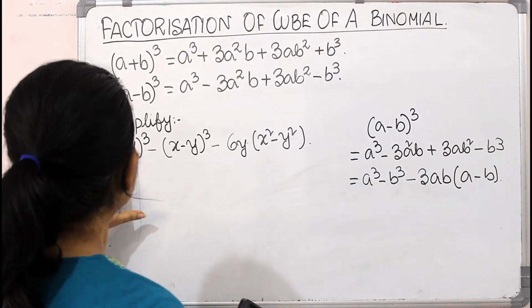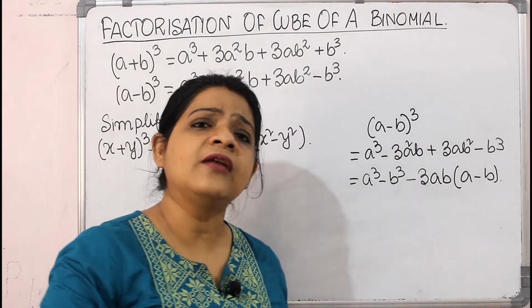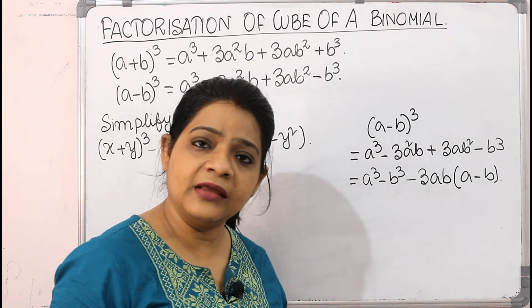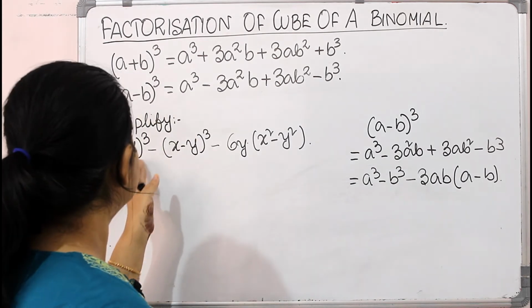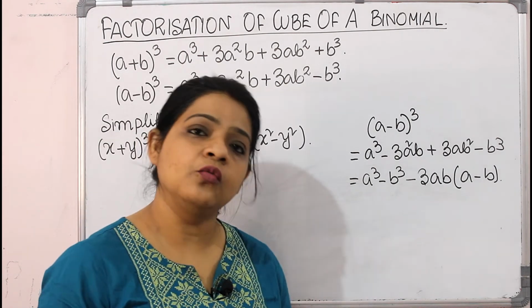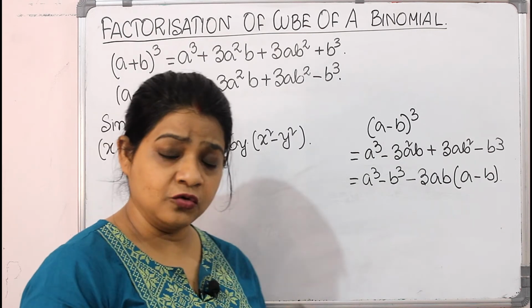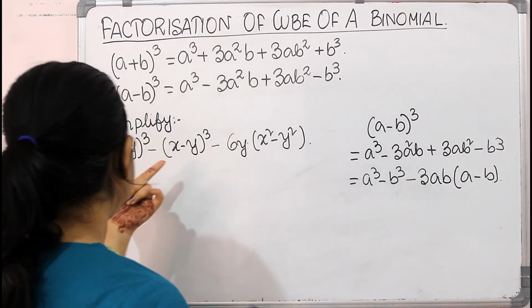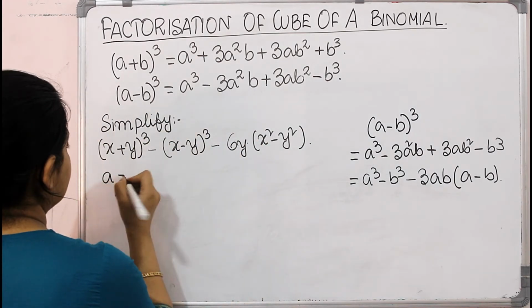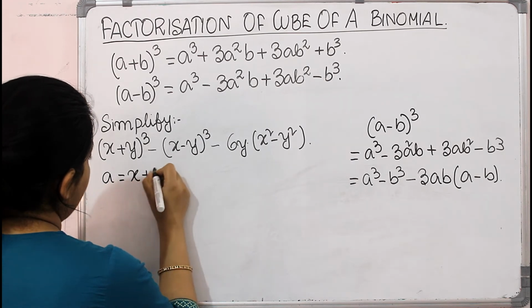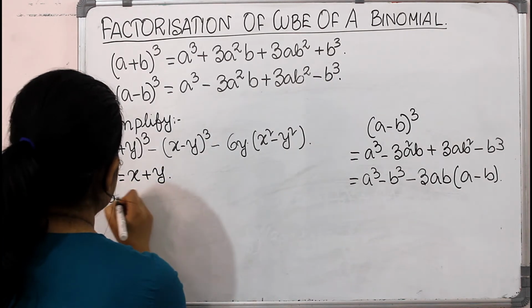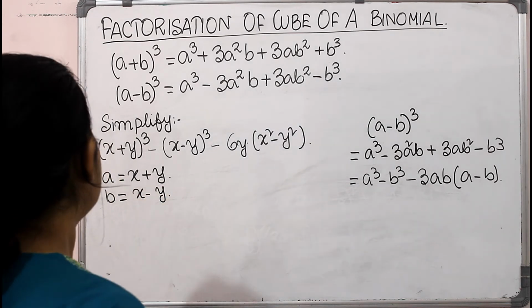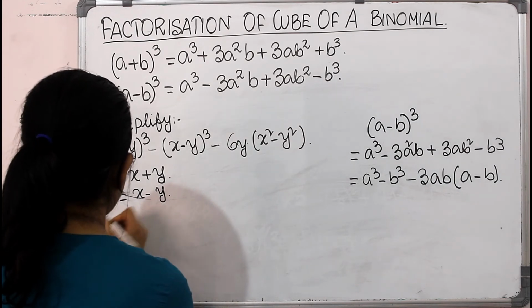Okay, now this x plus y whole cube. So if you try to break this, you can break, no issue for that. You can break it and do it, but better you do some substitutions, then it will be easier for you. Okay, so x plus y whole cube, I can write a equal to x plus y and b equal to x minus y. Okay, now just go according to this.